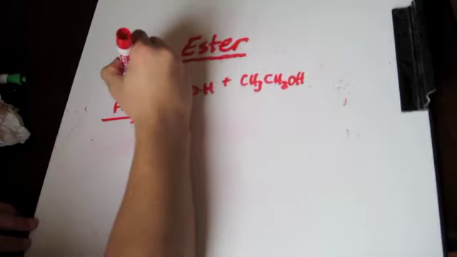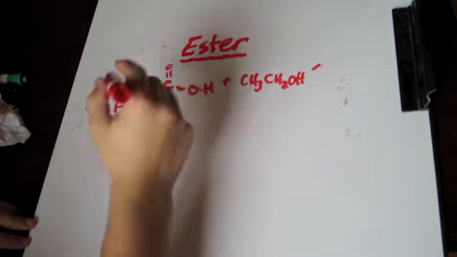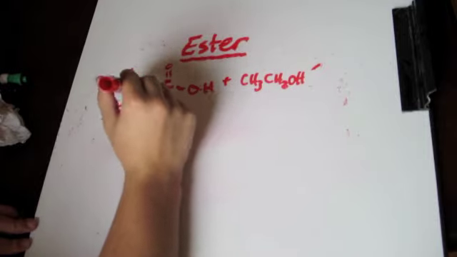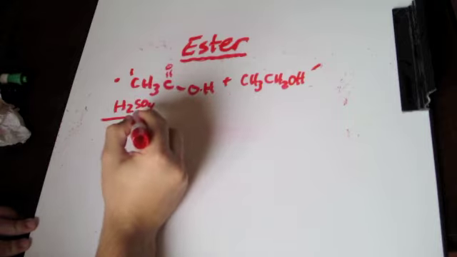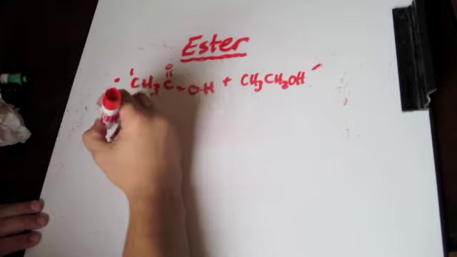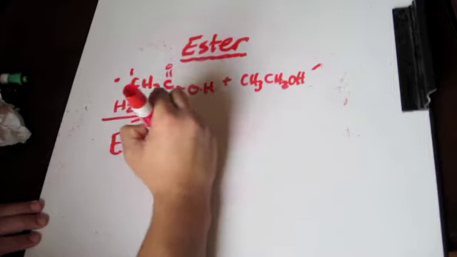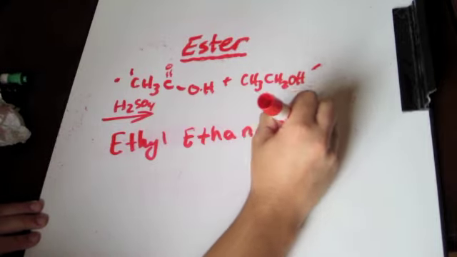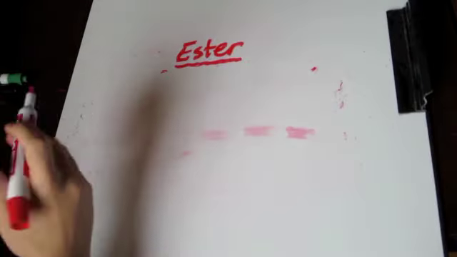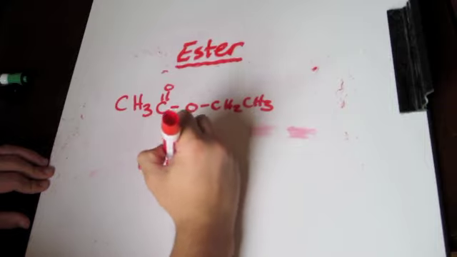Here we have ethanoic acid, and here we have ethanol. When an acidic catalyst is used, such as sulfuric acid, H2SO4, the esterification process will occur. What we get from this reaction is the ester known as ethyl ethanoate. It has a chemical formula which looks like this. Notice that we have water left over.